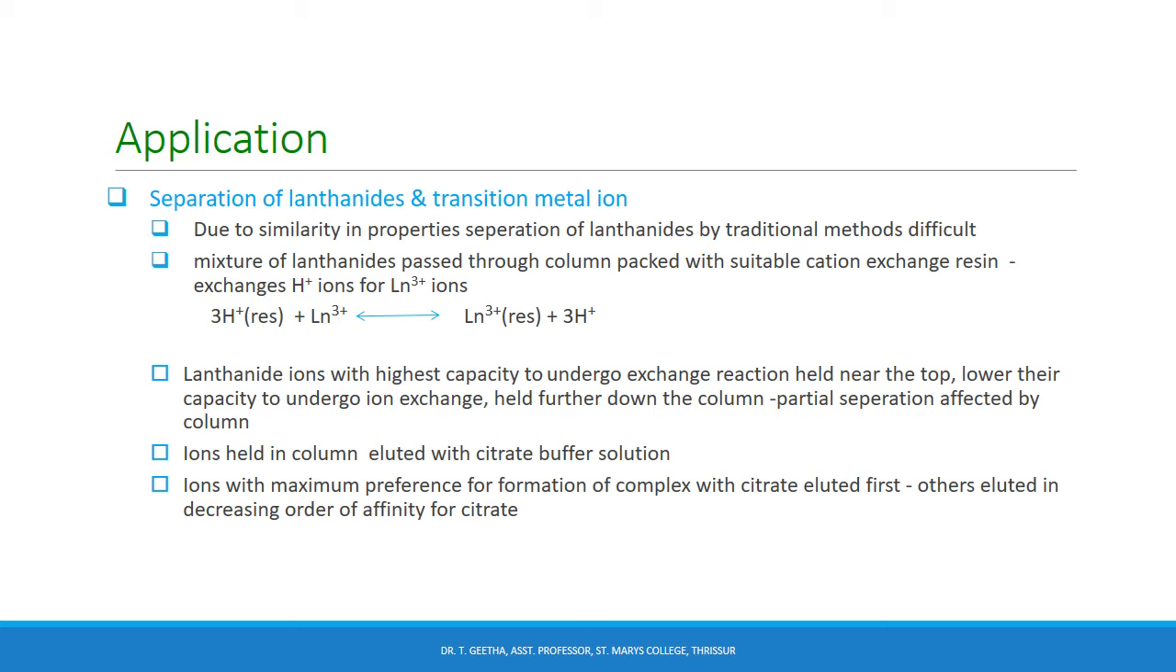After this, the ions held in the column are eluted with the help of a citrate buffer. Those with maximum preference for formation of citrate complex are eluted first, and those ions with lower affinity for citrate are eluted last.